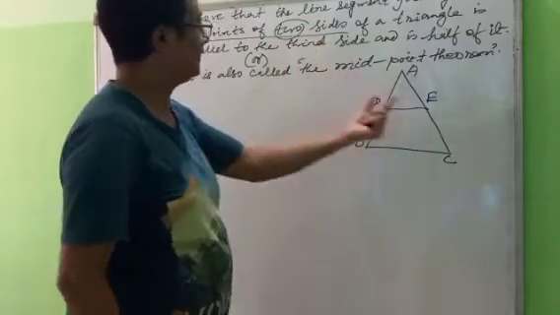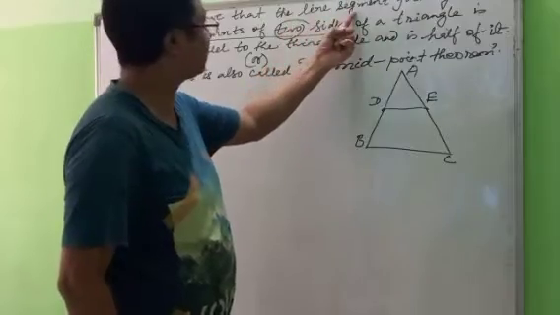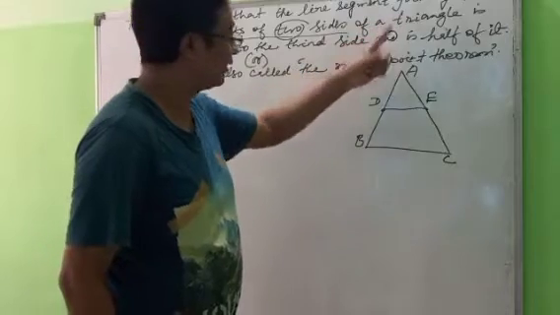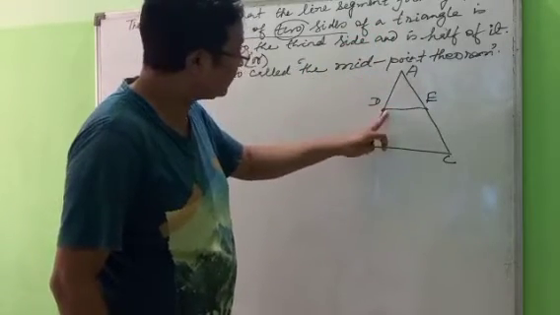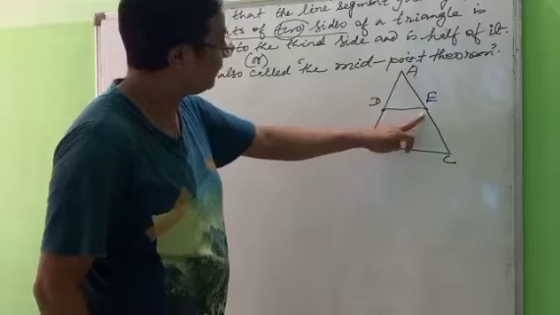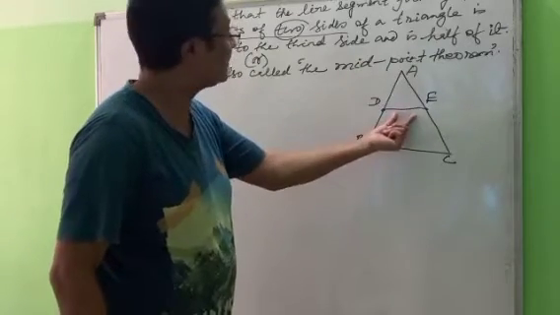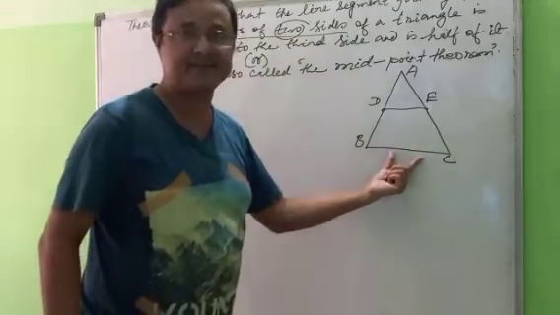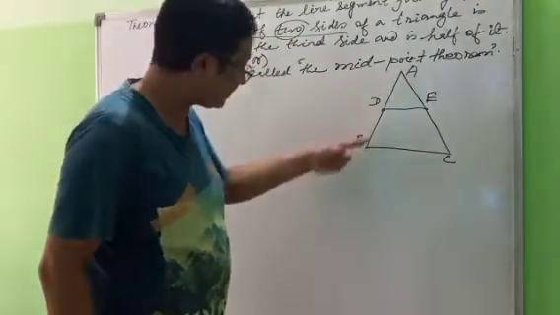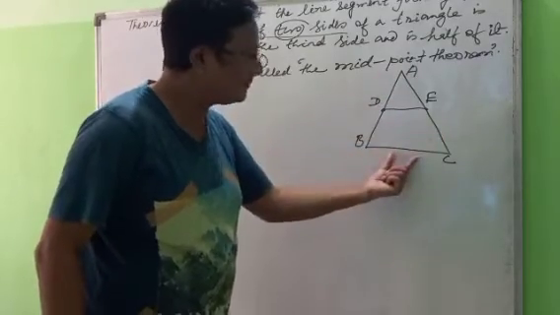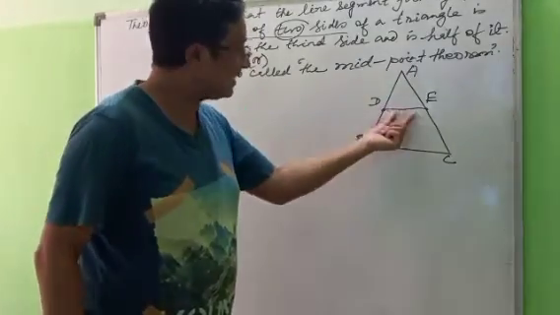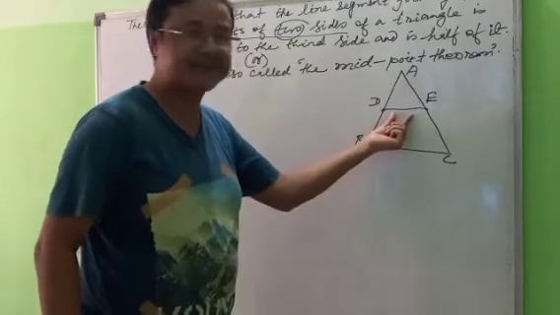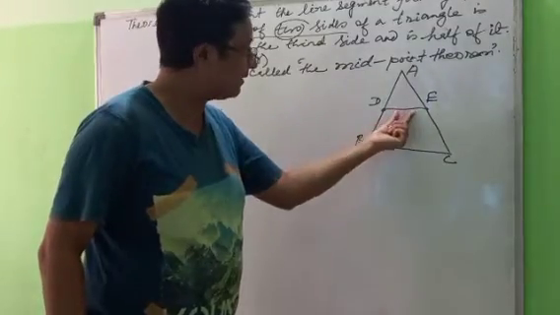The line segment is DE, joining the midpoints of two sides of triangle ABC, the sides AB and AC. This line segment should be parallel to the third side. BC is the third side. This is the first side, the second side, and BC is the third side. So the line segment DE that joins the midpoints of the two sides must be parallel to the third side.